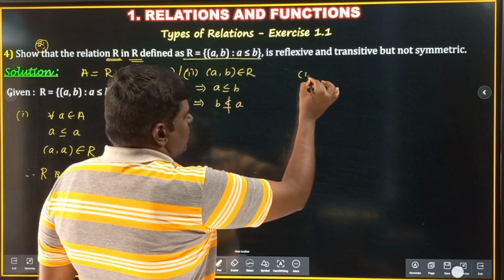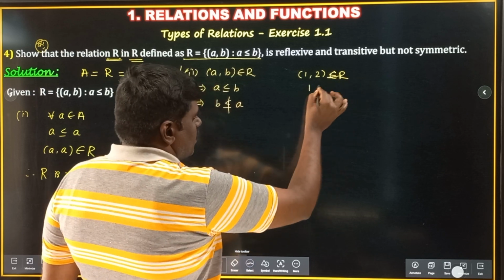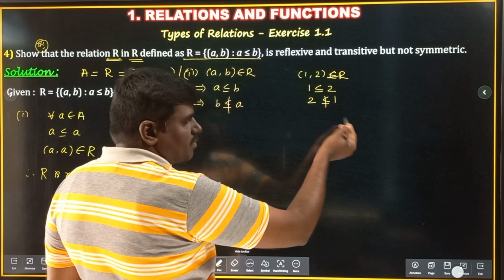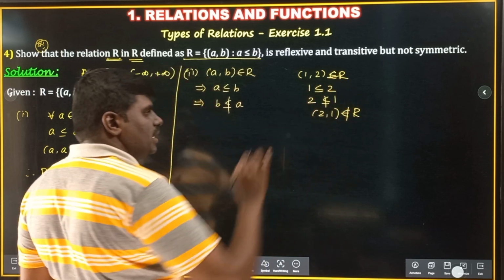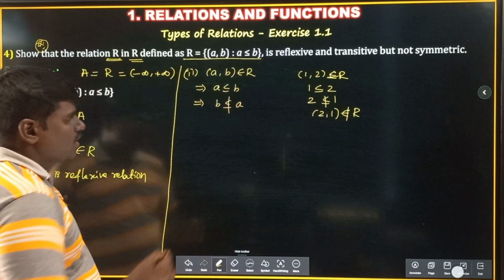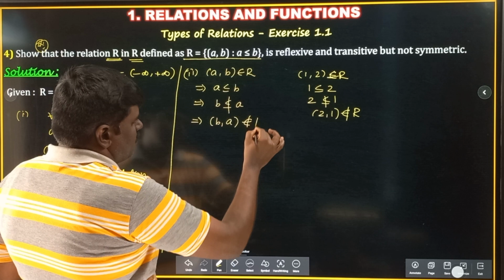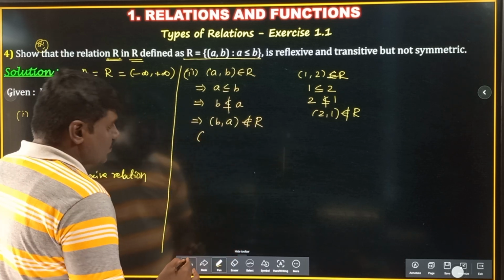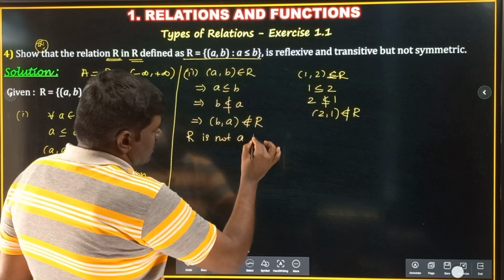Let's take (1, 2) belongs to R. Then 1 ≤ 2 is possible, but 2 ≤ 1 is not possible. Therefore (2, 1) does not belong to R. So we have a failure example. Give the one example. Then (b, a) does not belong to R. So what is the conclusion? R is not symmetric.